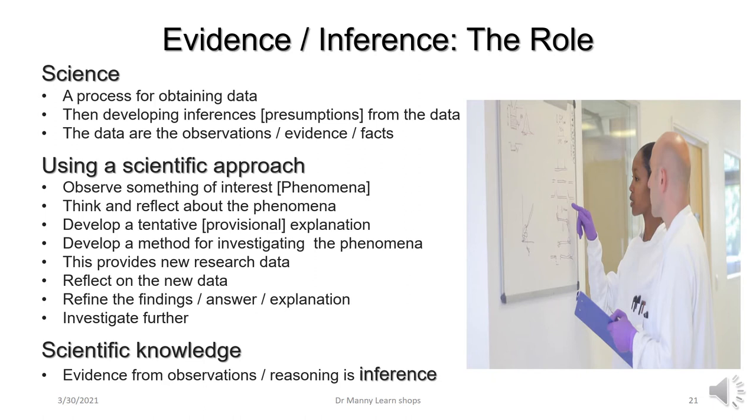You think and reflect about the phenomena, you develop a provisional explanation, you develop a method for investigating that phenomena, and this provides new research data. You reflect on the data, which is new. You refine the findings, answers, explanations, and then you might investigate further. Scientific knowledge is evidence obtained from observations and reasoning, which is inferential. You presume.